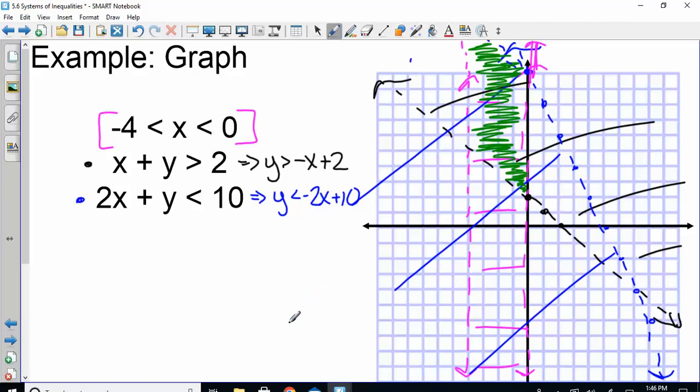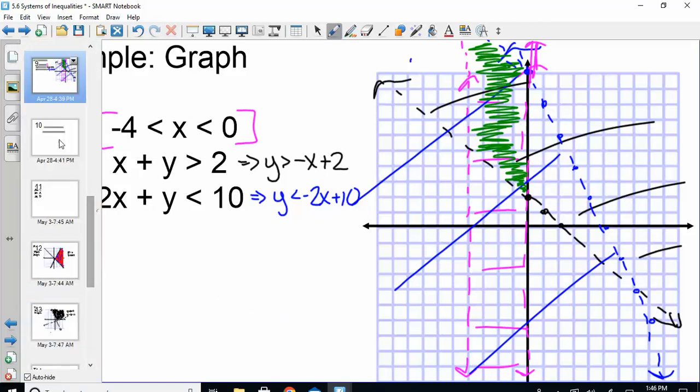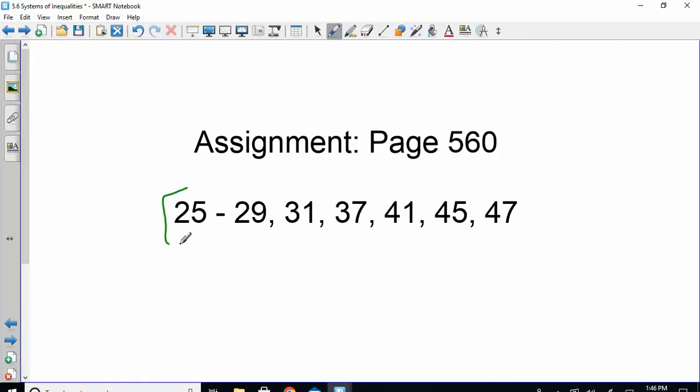All right, so we can have multiple lines. Same idea. Any issues? Then I think I'm done. I want you guys to work on the first 4.